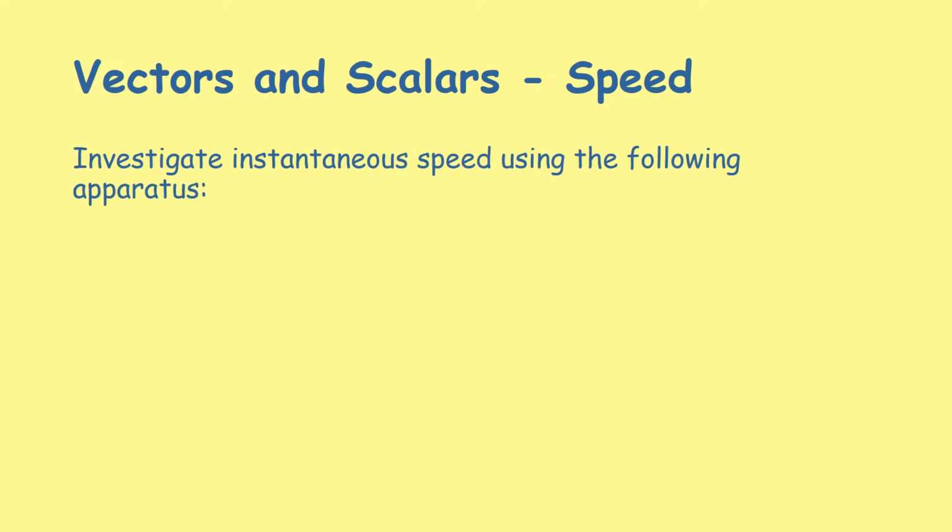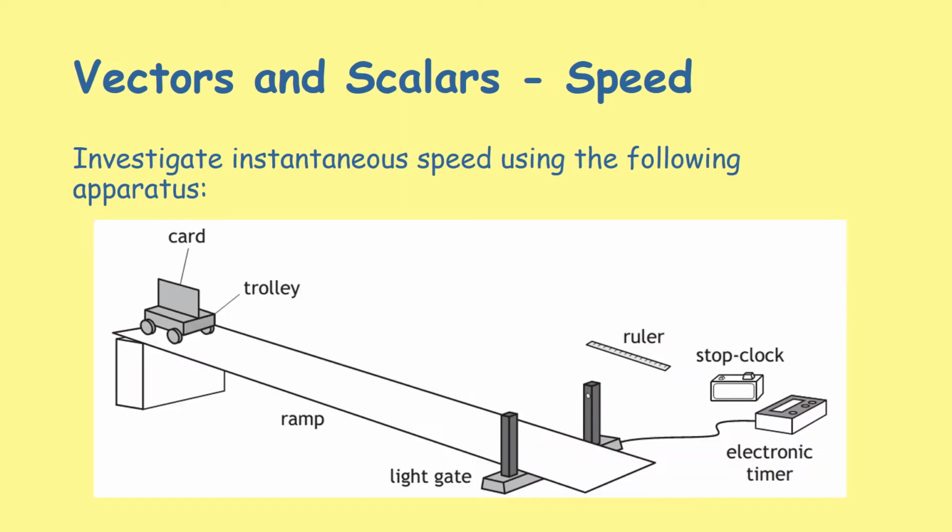Investigate instantaneous speed using the following apparatus. So here we have a diagram. At the top we have a trolley with a piece of card on top, and that is on a ramp. At the bottom of the ramp we have a light gate set up, and it's connected to an electronic timer. We also have a stop clock and a ruler.